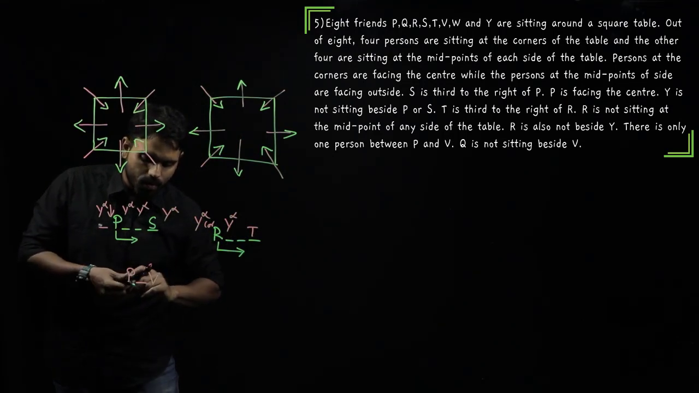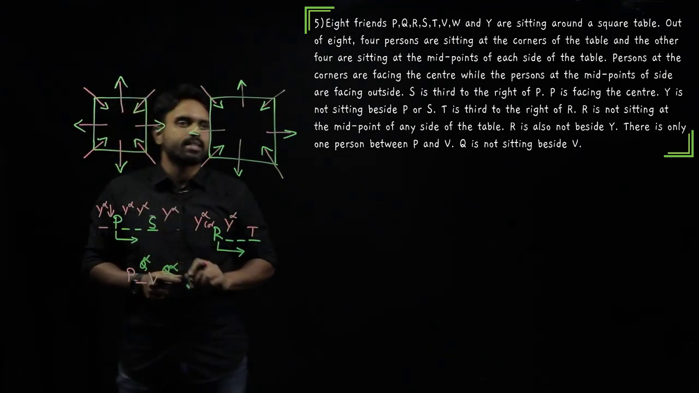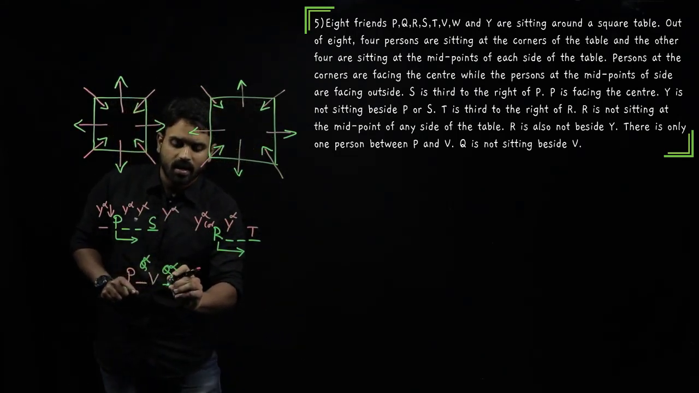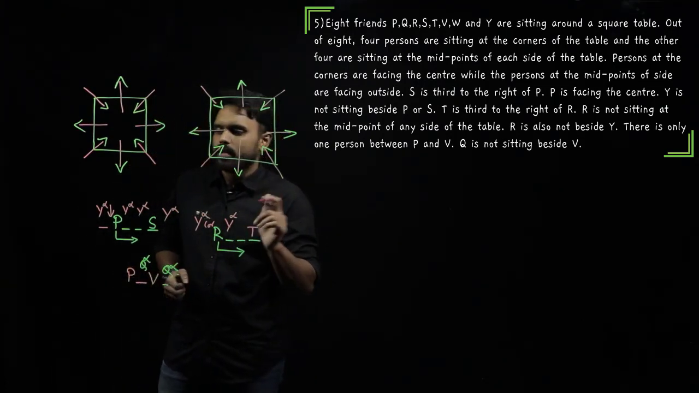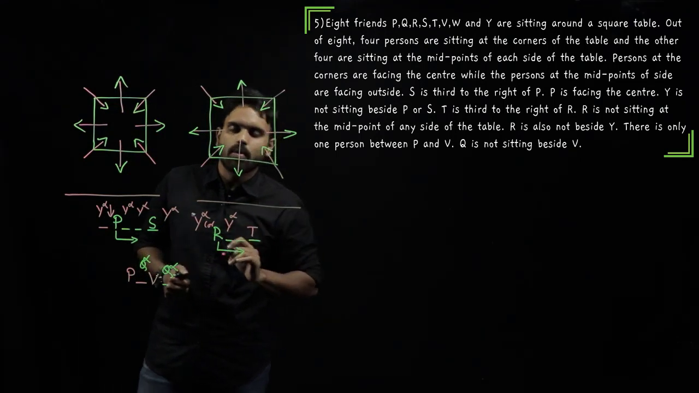मतलब क्या है? Q is not sitting beside V. मतलब Q यहाँ और यहाँ दोनों जगहों पर नहीं आ सकता. तो क्यों इन दोनों जगहों पर? यहाँ अगर स्पेस होता तो यहाँ नहीं आ सकता. सो बहुत लोगों का दोस्तों ये प्रश्न आपके दिमाग में होगा कि मैं स्टार्ट कहाँ से करूँ.